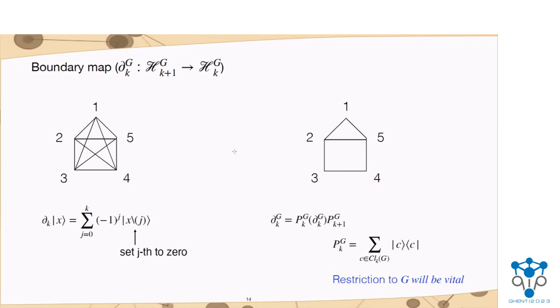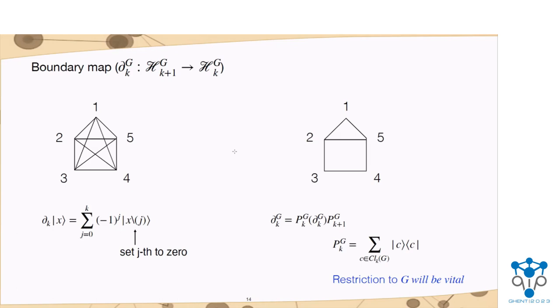Now that we've set the stage for how we're going to encode things, I need to define the so-called boundary map. The boundary map takes a k plus 1 clique and generates a superposition of cliques with one vertex fewer. Essentially, it just goes through the bit string, looks at every single 1 that appears, and switches them sequentially into a 0, right? So it has not k plus 1, but k ones here. So it's a very, very simple object. This one I'm going to call the general boundary map.